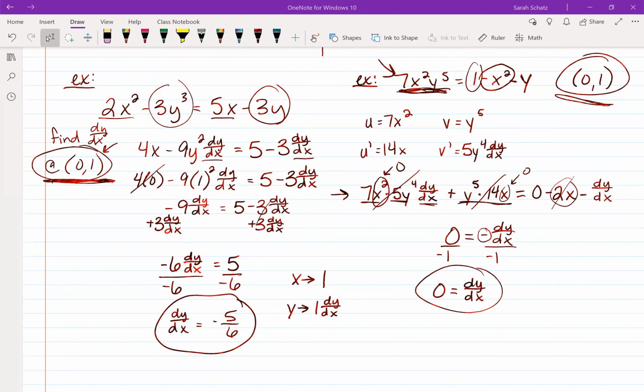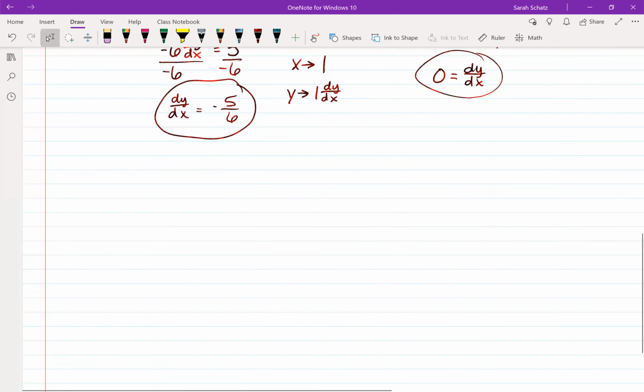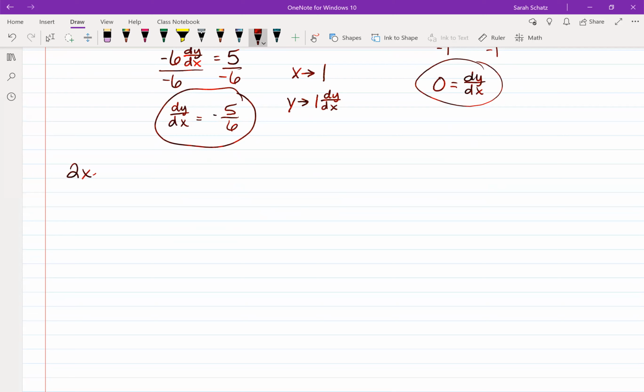I think we need to do a problem with e's in it. So let's do a problem like that with e's. On this one, I have 2x times e to the 5y equals 2.